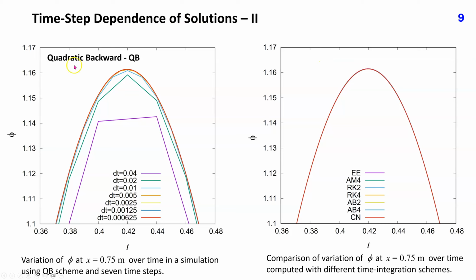This figure shows the same information as the figures from previous slide, here for the quadratic backward scheme. It is also a second order method, but the errors with the largest time step are visibly larger than in the case of Crank-Nicolson method. The curves for the 3 finest time steps cannot be distinguished from each other in the plot. The figure on the right shows the profiles obtained with different schemes and fine enough time steps, showing that all methods lead to the same solution as required.